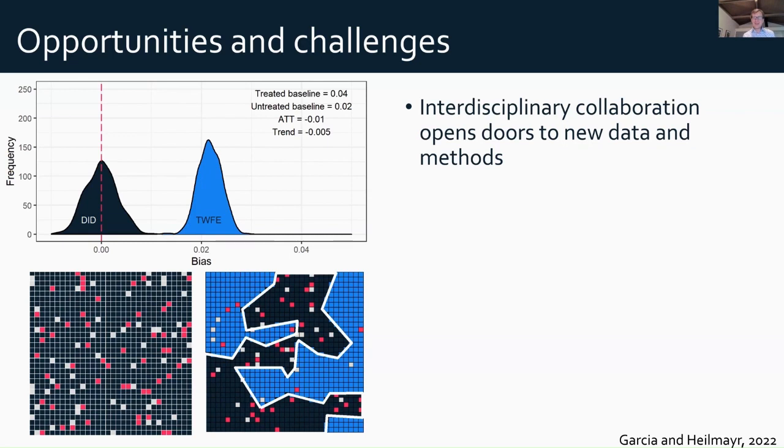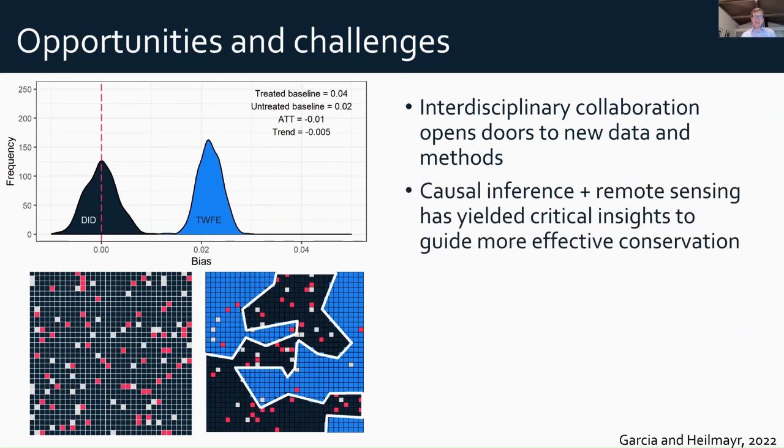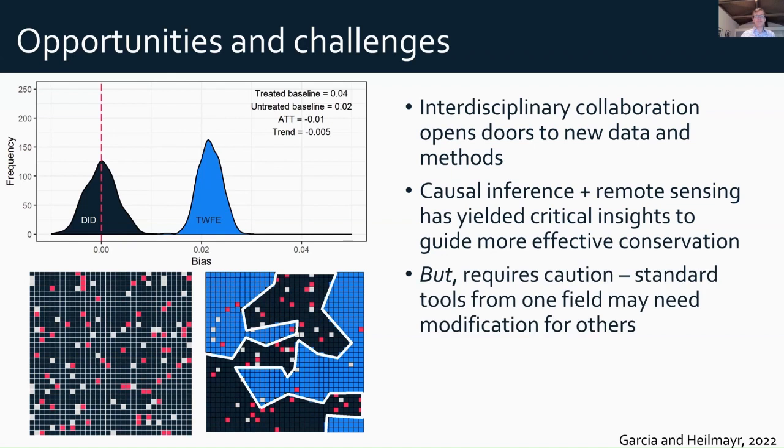There's been kind of a huge explosion of information about the impacts of conservation policies through this application of econometric methods to remotely sensed data. Causal inference plus remote sensing has yielded critical insights to guide more effective conservation, but it really requires caution. Standard tools from one field may need modification for others.